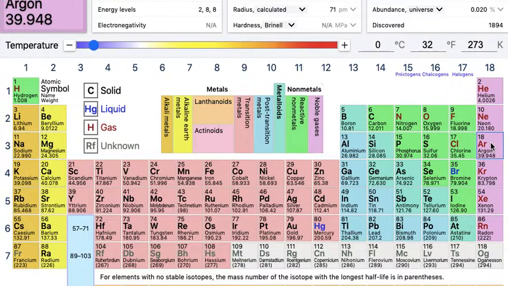And of course, there's one other trend here, which is as we go down a group, we see larger and larger radii in general because there are more shells. So here, notice helium was incredibly small, but as we go down that group, we see its size significantly increase. So that's all the trends that we need to really focus on.